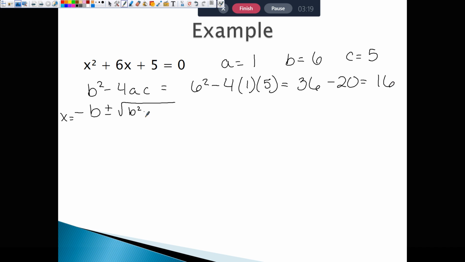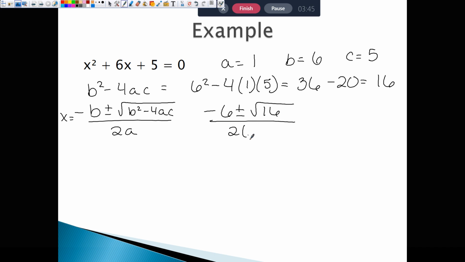Okay? Now I'm going to take my formula, x equals negative b plus or minus the square root of b squared minus 4ac all over 2a, and substitute the information we know. We don't have to find this again. We already found it. What is this? 16, right? So I can just substitute 16 in there. What is b again? 6, so it's going to be negative 6 plus or minus the square root of 16 all over 2 times 1. Okay? And what is the square root of 16? 4. So I'm going to have negative 6 plus or minus 4 all over 2.